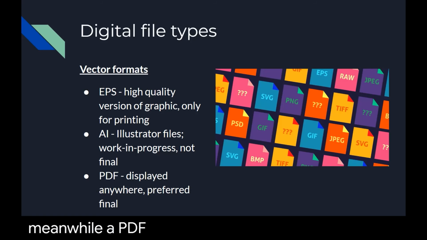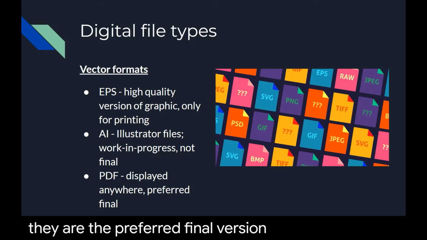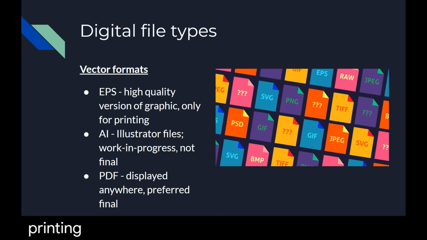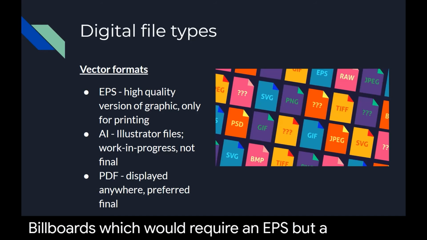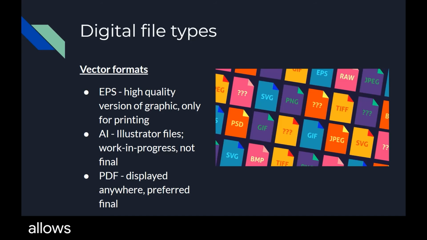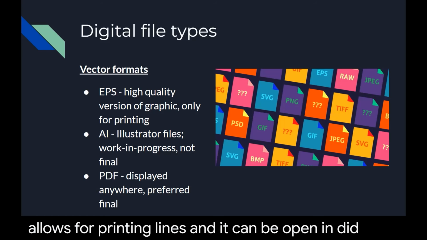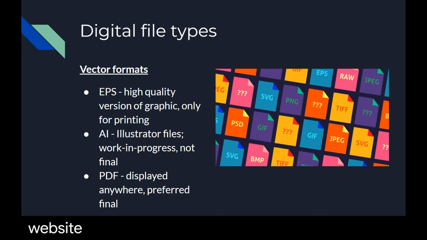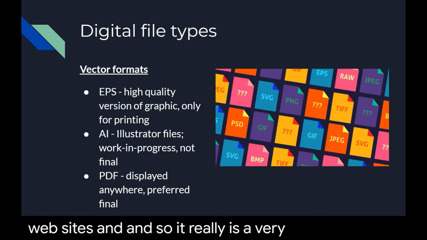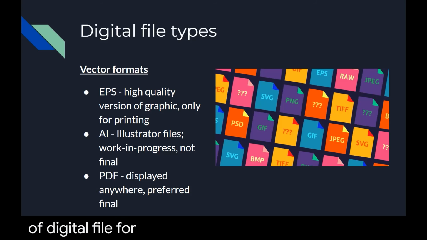Meanwhile, a PDF can be displayed anywhere, and they are the preferred final version, not only for printing regular things like flyers as opposed to big billboards, which would require an EPS, but a PDF also allows for printing lines, and it can be opened in digital websites. And so it really is a very versatile type of digital file for vectors.